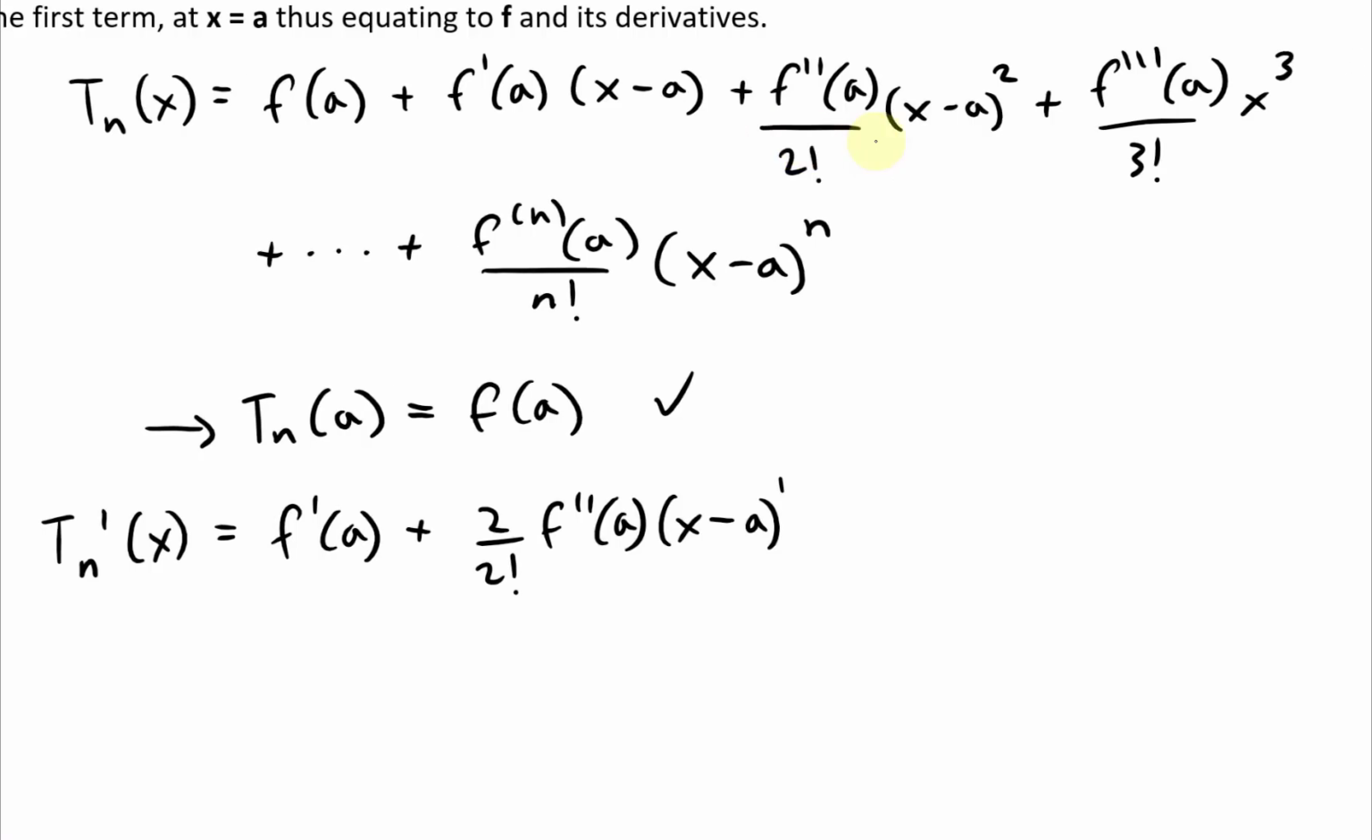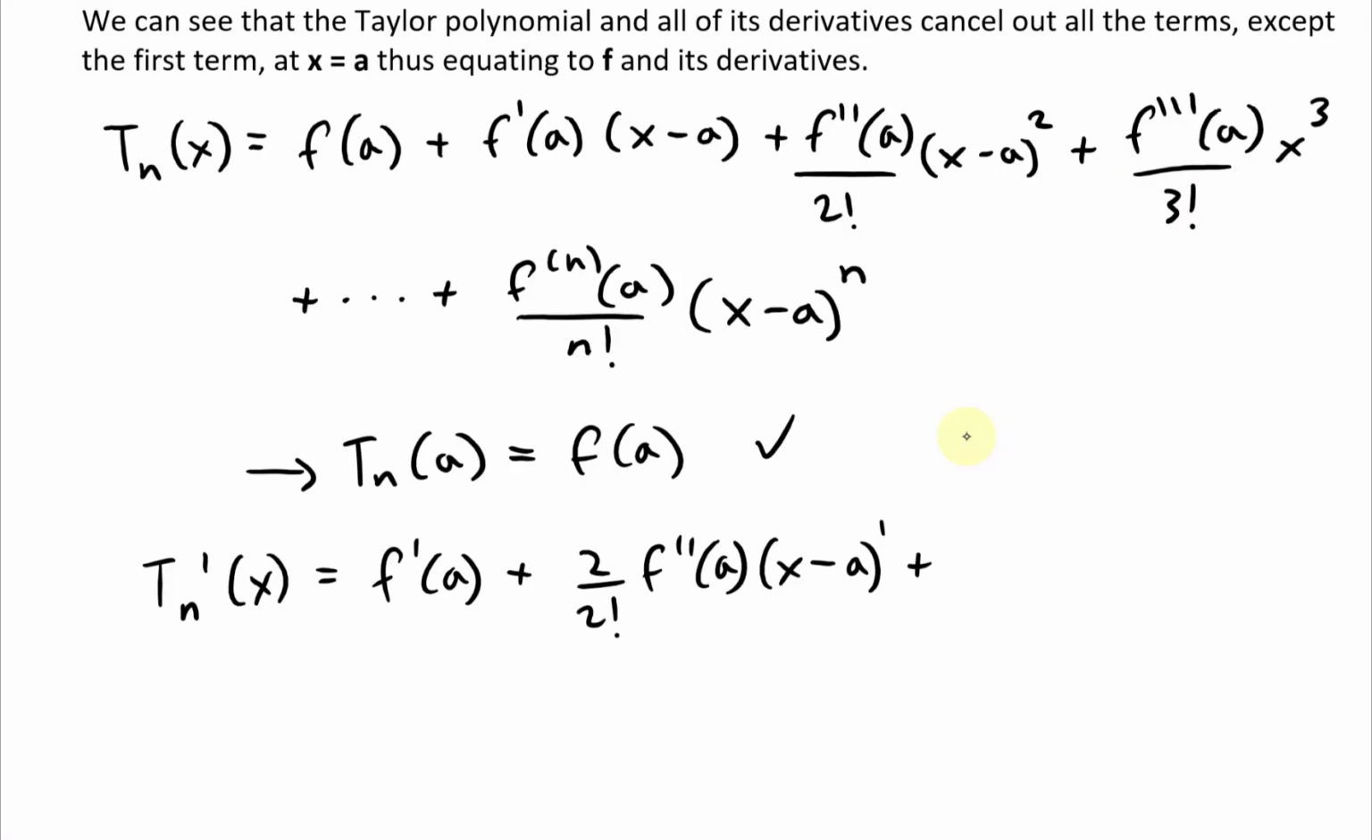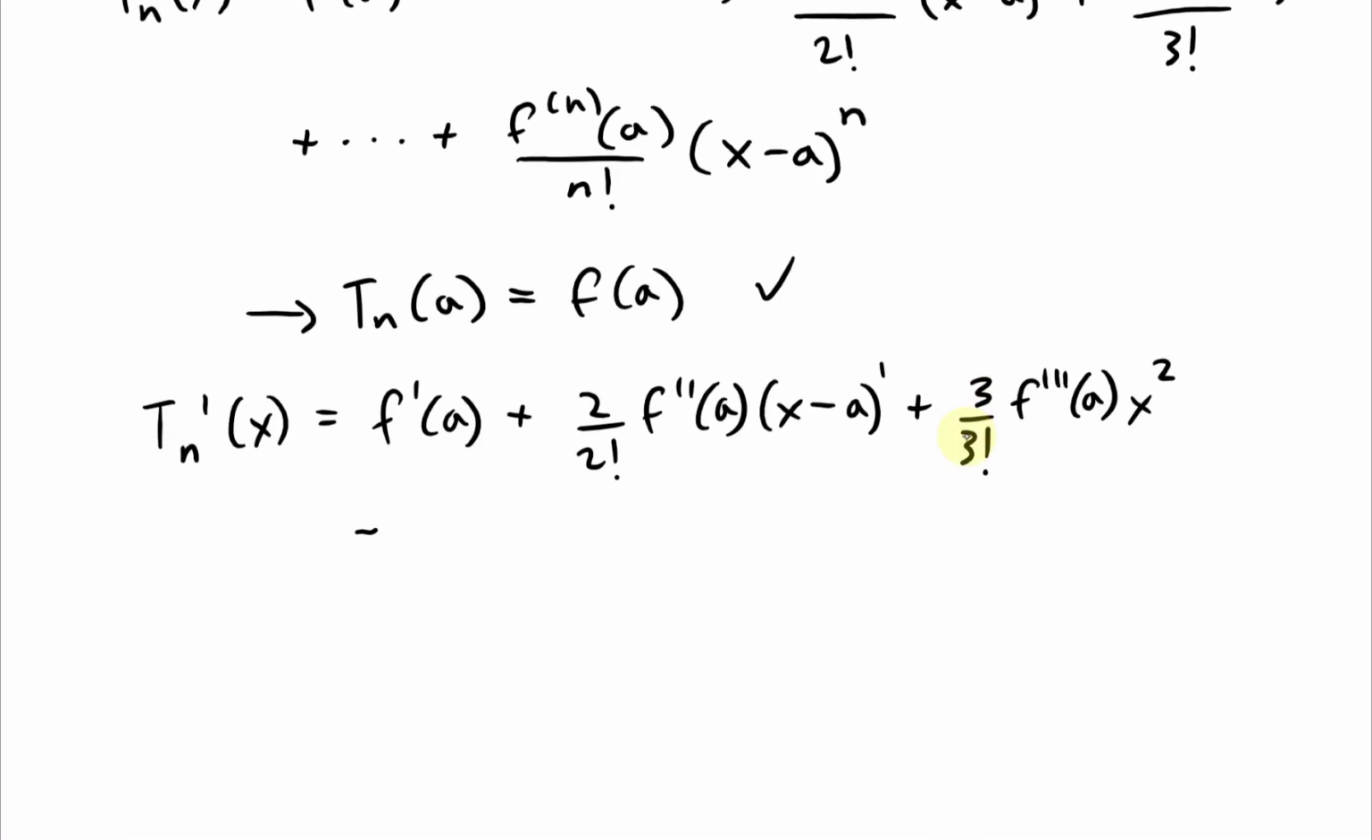So you subtract the power. The next one is plus, the 3 goes down, so 3 over 3 factorial, now f triple prime of a times x minus a squared, subtracting the power using the power laws. Then plus dot dot dot plus the nth derivative of f at a divided by n factorial, but then the n power goes down since we're taking the derivative. So the n goes down, we still have our nth derivative at a, times x minus a to the n minus 1, using basic power laws.